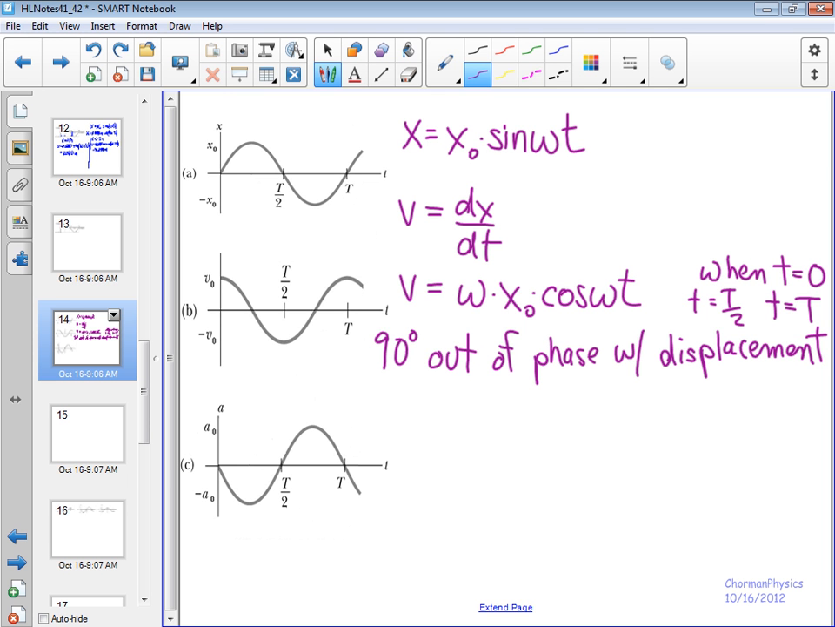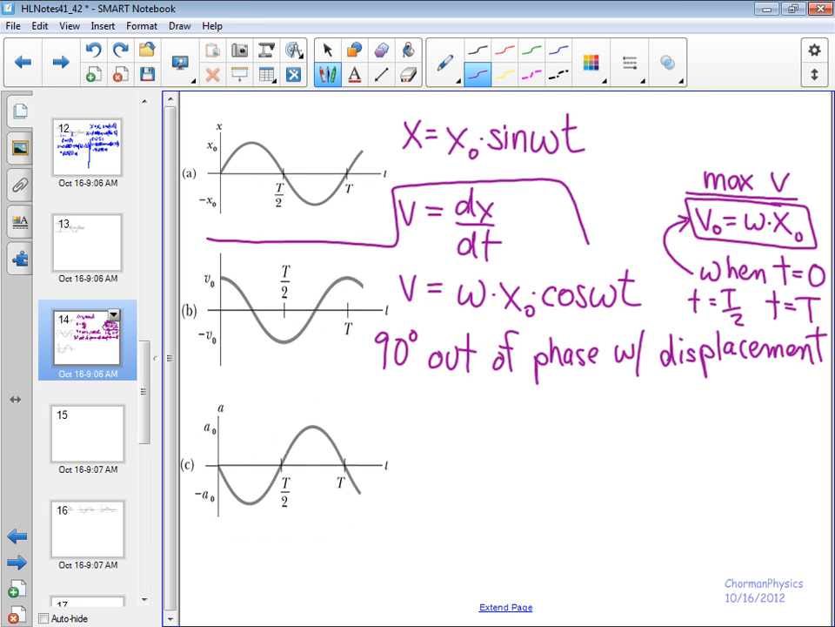To calculate the maximum velocity, by the way, so this is just max velocity, we consider any of these times. At any of these times, we see v naught, the maximum velocity, is equal to omega times x naught. This is our little function for that. I apologize, sometimes I write in circles. Okay, next.